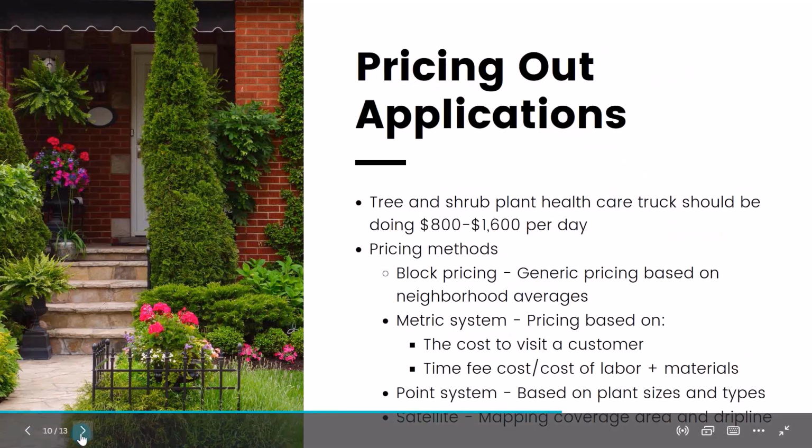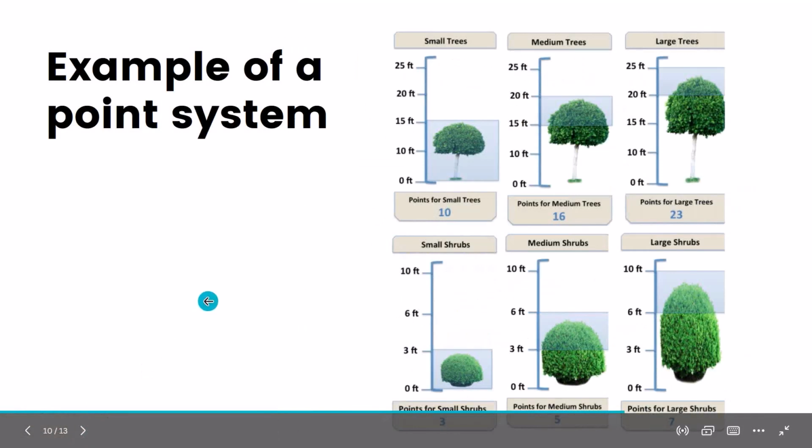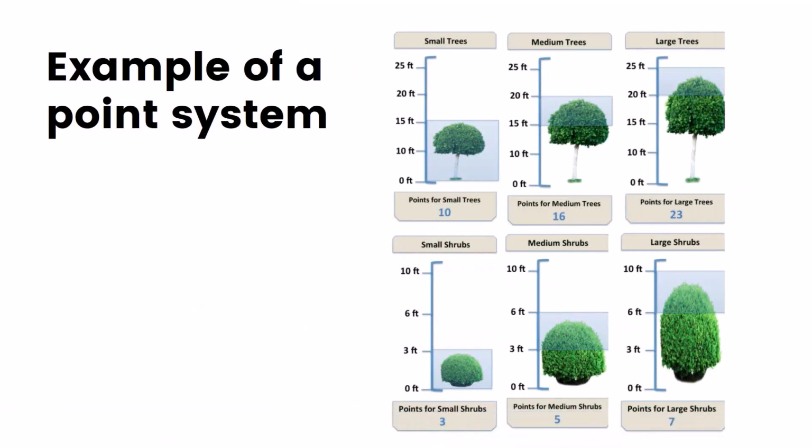You can see an example here of using a point system. So you can base it off of trees, you can base it off of shrubs, but if you just base it off of a certain point system for each one, and then include the sizes, then you can get to, all right, well, this many points are worth this many dollars. I think it's a complicated way to go.